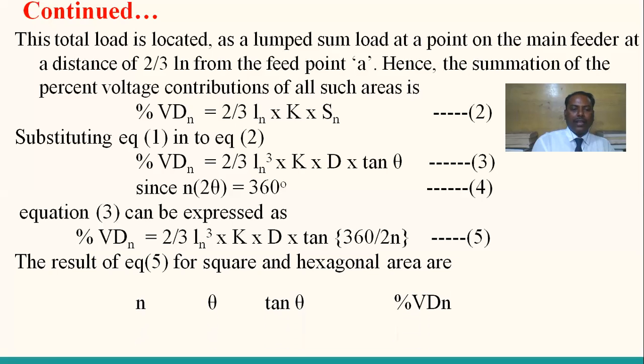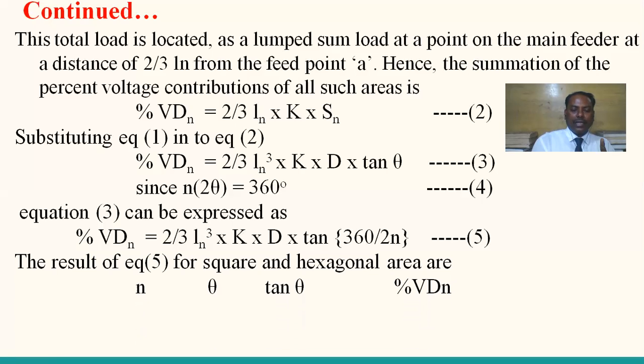There is a small table here. N is the number of feeders, theta is the angle, and tan theta, percentage voltage drop. For the square shaped area, you can observe the total area is divided into four equal parts, and the total number of feeders serving is 4. And the angle is 45 degrees. Tan 45 is 1, and this gives 2/3 k into d into L4 cube. This is the final equation in the case of the square shaped service area.